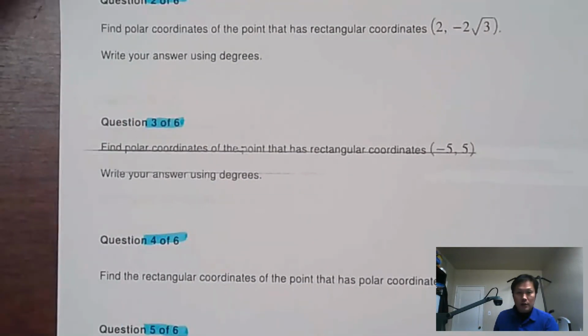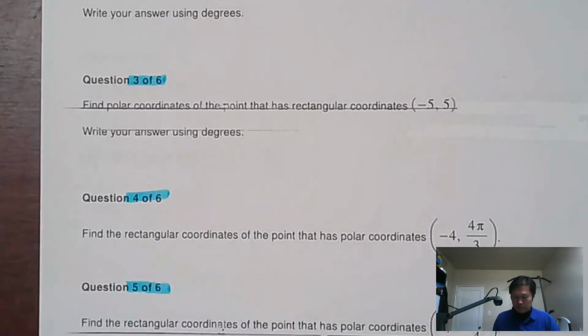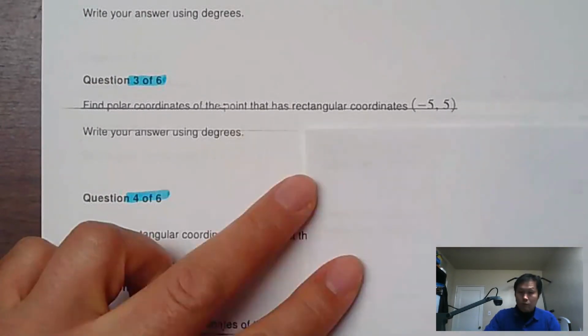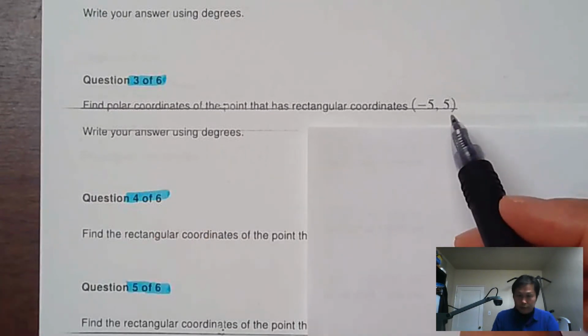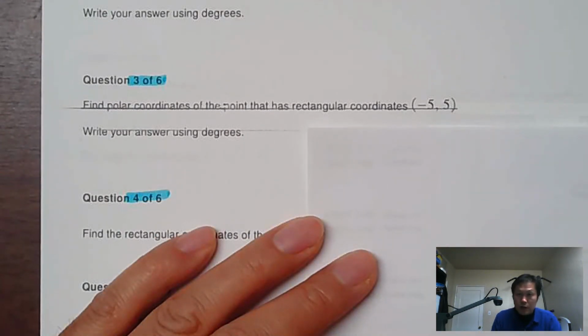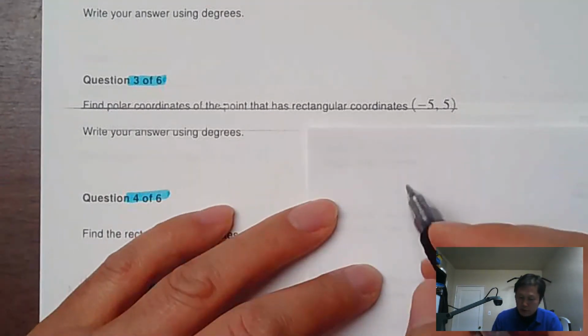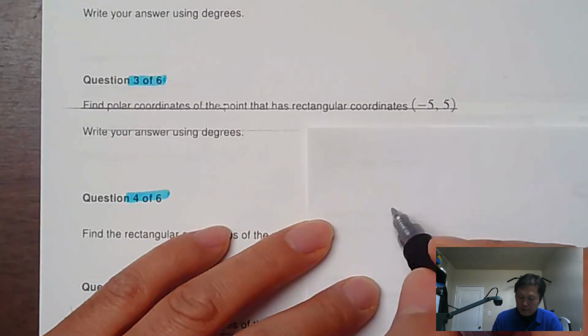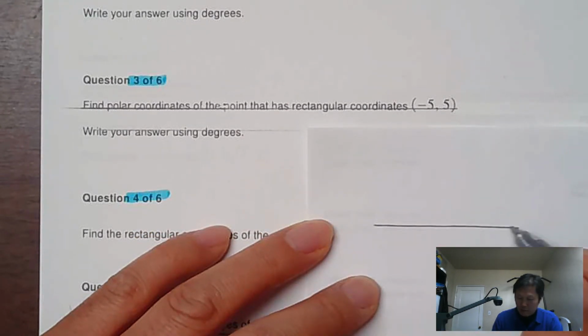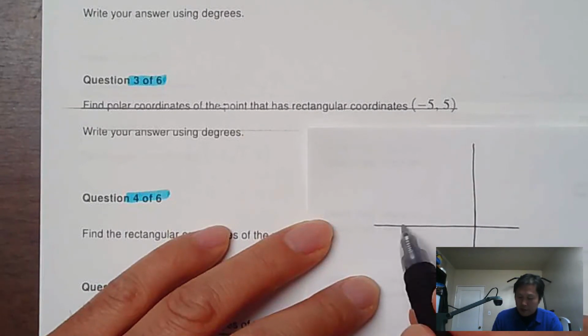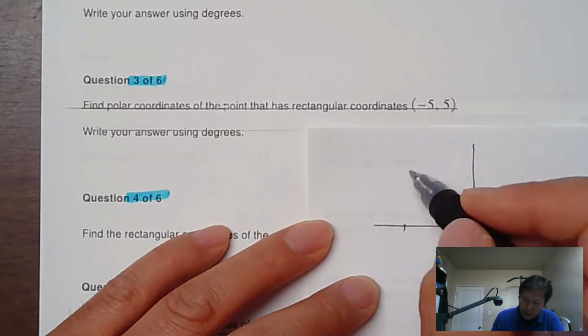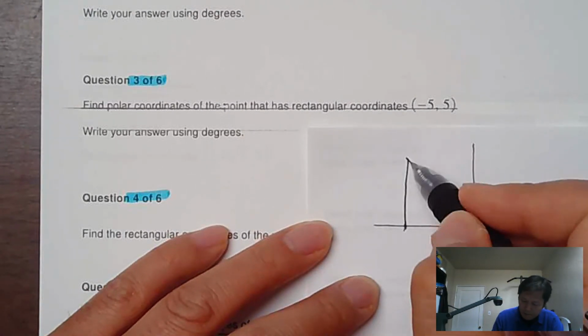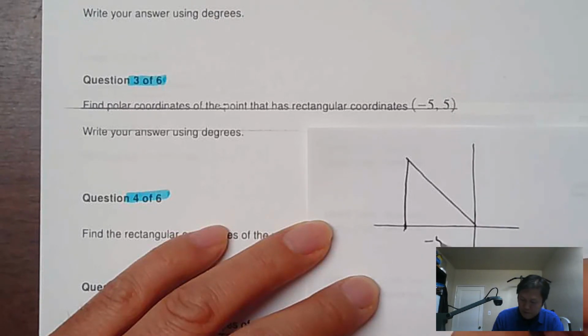Okay, let's try number 3. Minus 5 comma 5, we are converting that to a polar coordinate. So you can plot minus 5 comma 5. Minus 5, go to the left, 5, go up. Minus 5 and 5 up.